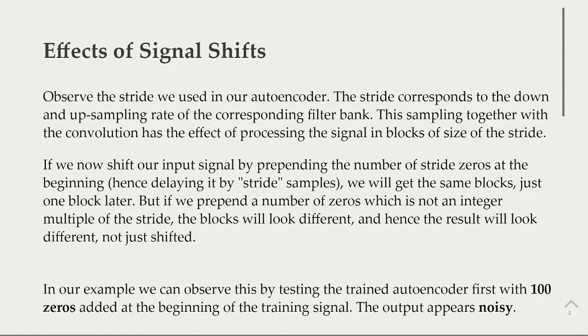If we now shift our input signal by prepending the number of stride zeros at the beginning, hence delaying it by stride samples, we will get the same blocks just one block later. On the other hand, if we prepend a number of zeros which is not an integer multiple of the stride, the blocks will look different, and hence the result will look different, not just shifted.